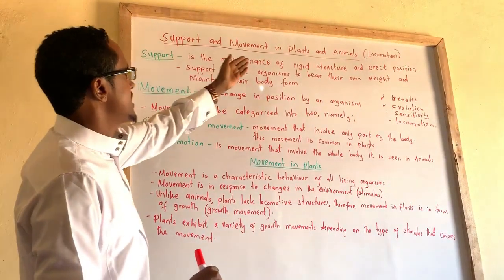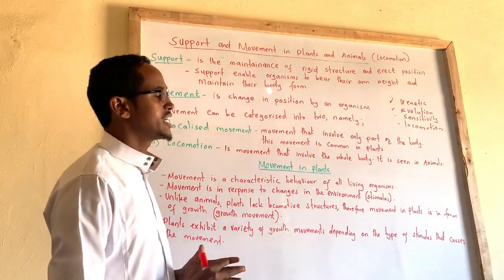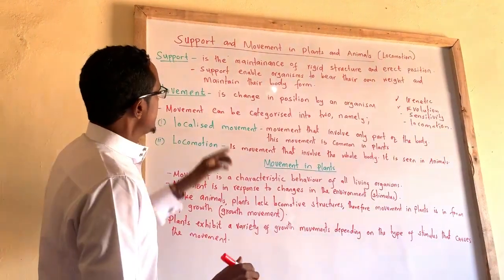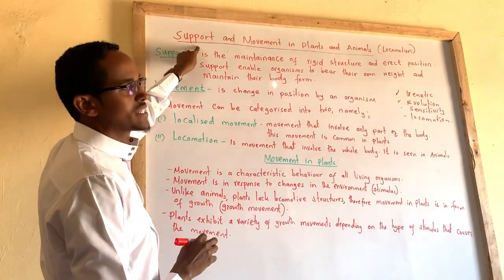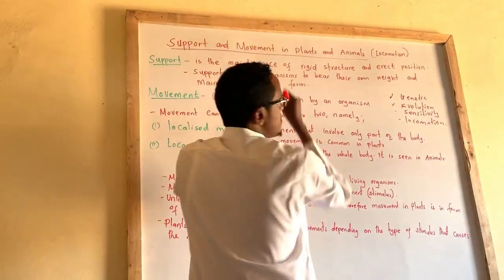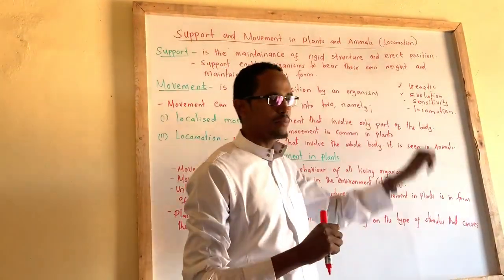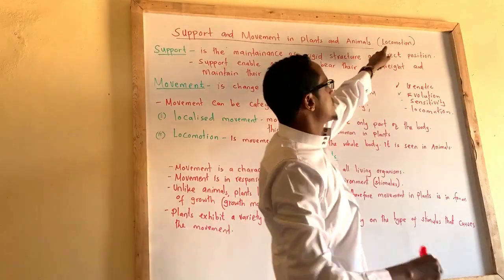Support and movement in plants and animals will be our lesson today, and I will be starting with the introductory part. Our topic is made up of two main parts: support, as you can see, and also movement. We call the topic locomotion.